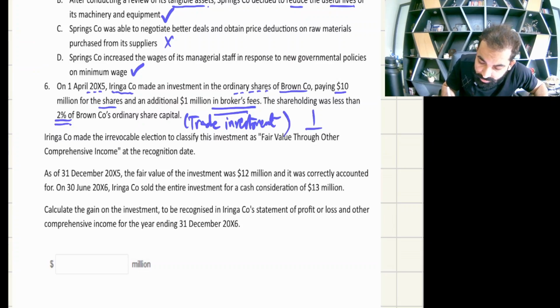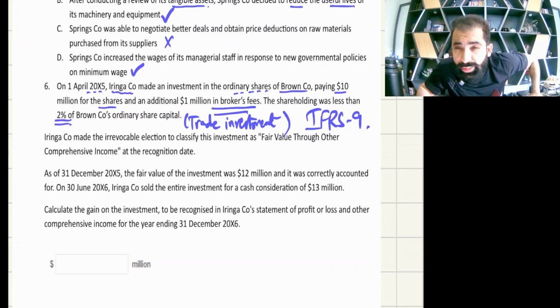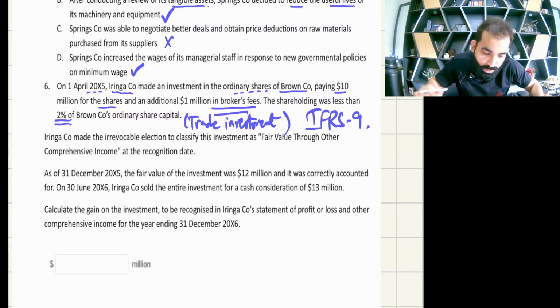IFRS 9 will apply. And hope you remember, in IFRS 9, whenever you buy shares, there are two categories: fair value through OCI and fair value through PNL. Now let's see which category they are referring to.